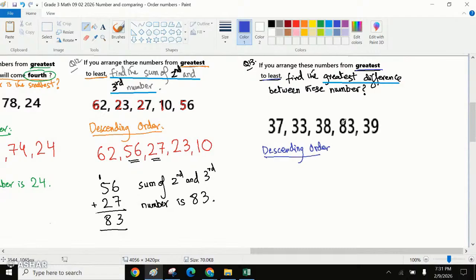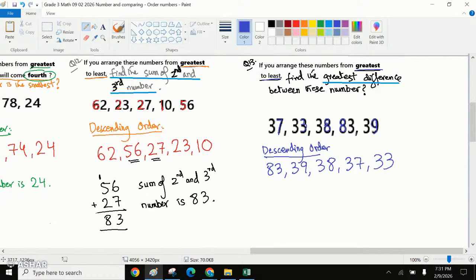The descending order would be 8 seems to be the largest number, 83. Then we look at the units. That means 39, 38, 37, and 33. So what is the biggest difference between the numbers? Can anyone help me out right now?